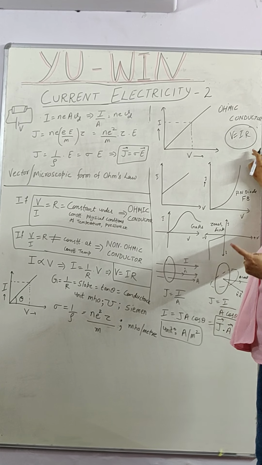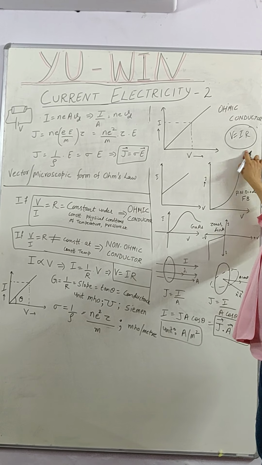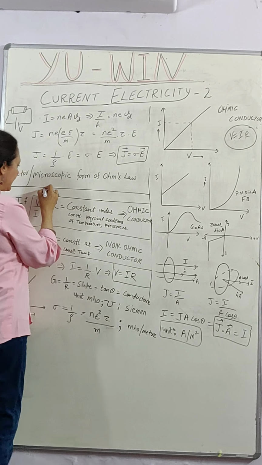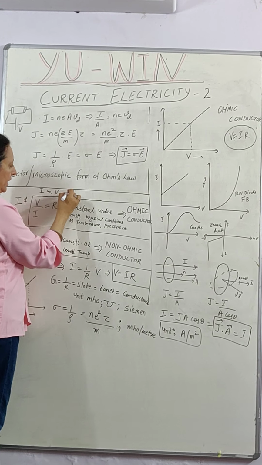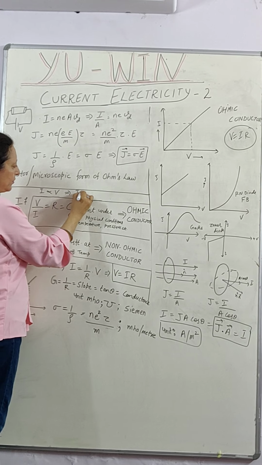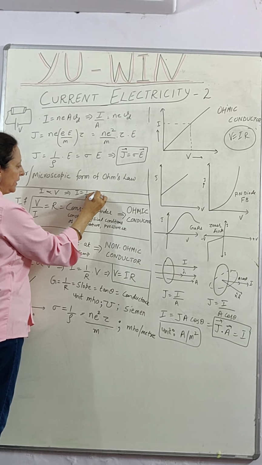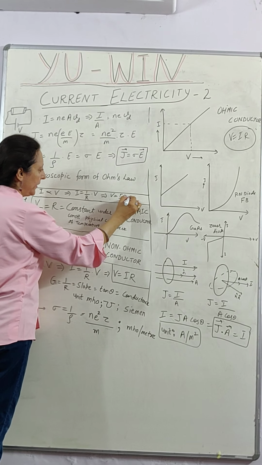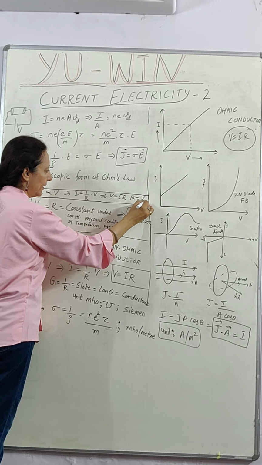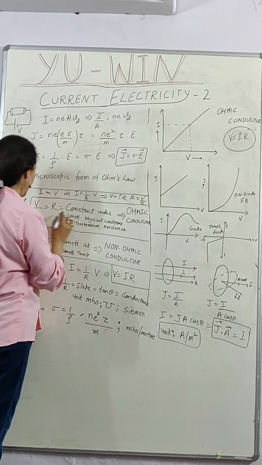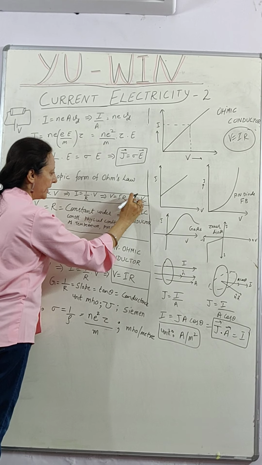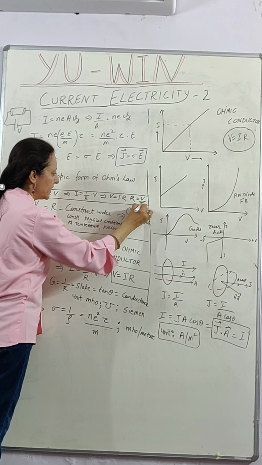But if this R remains constant, from here I conclude that V by I is equal to R, meaning I is proportional to V, or I can write I is equal to 1 by R into V, or V is equal to IR, or R is equal to V by I.